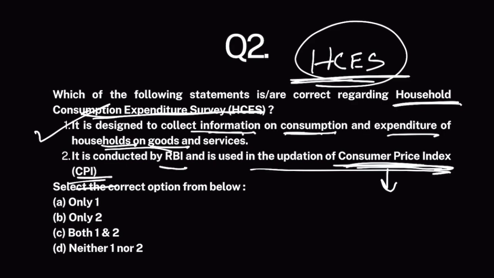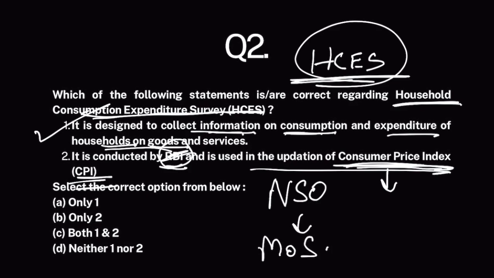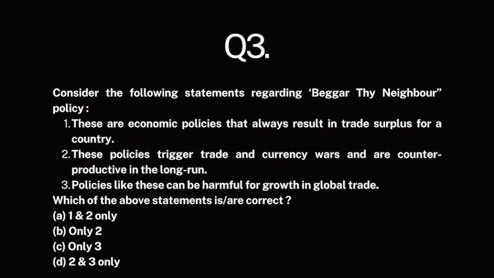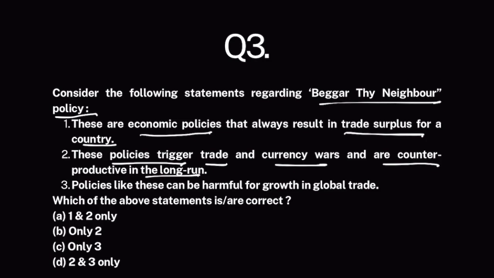But HCES is not conducted by RBI. It is conducted by National Statistical Office, which is under Ministry of Statistics and Program Implementation. So this statement is false. Only one is correct. Question 3. Consider the following statements regarding beggar thy neighbor policy. These are economic policies that always result in trade surplus for a country. These policies trigger trade and currency wars and are counterproductive in the long run. Policies like these can be harmful for growth in global trade.